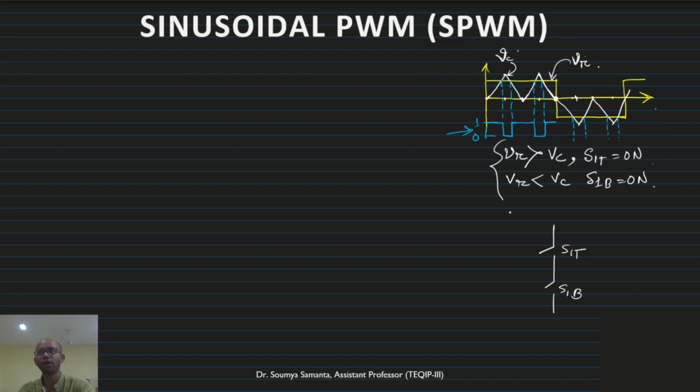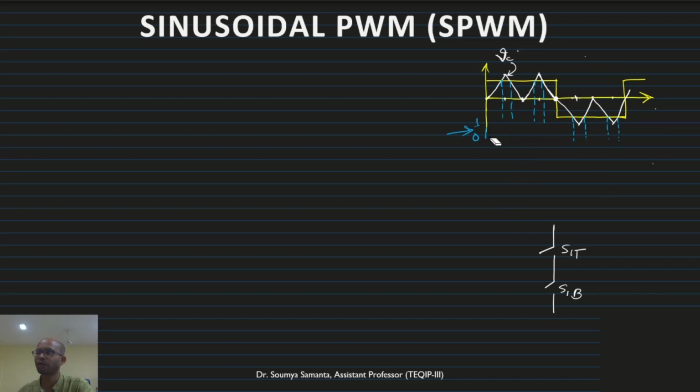Okay. Now instead of the square wave, if we use the sinusoidal wave as a reference, then that is called the sinusoidal pulse width modulation, sine PWM or sinusoidal PWM, SPWM. If we use the sine wave as a reference, then that is called the sine PWM or the sinusoidal PWM. So how will that look like? The philosophy will be the same. There will not be any change in philosophy. Let us see how it looks like.